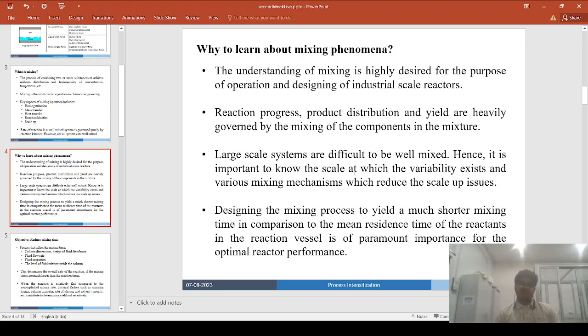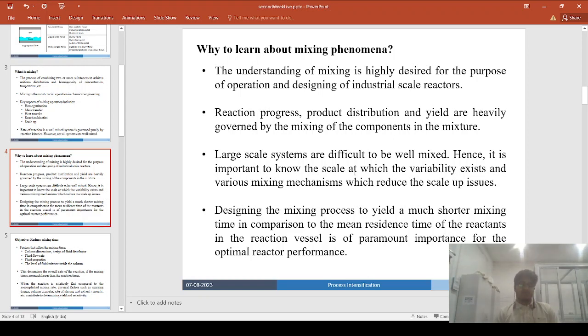The understanding of mixing is highly desired for the operation and design of industrial scale reactors, because as I just discussed, the mixing operation does not scale well. If somebody has a good understanding of mixing, they will be able to design the industrial scale reactor much better. So that is why you need to learn about mixing phenomena.